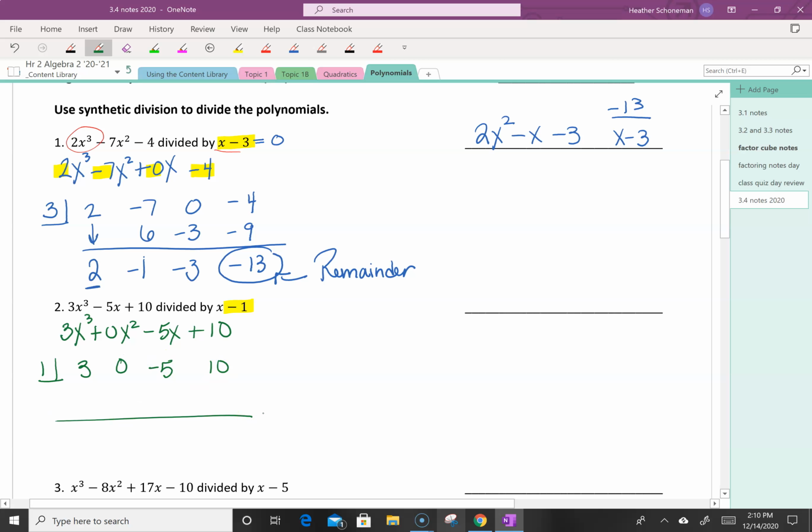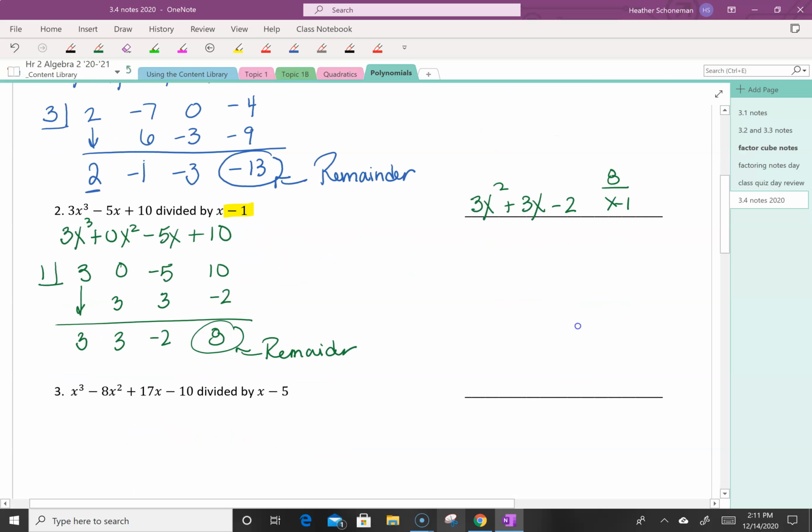and then 10. Once I've got it set up, you're going to bring the first number straight down and then multiply and add. 3 times 1 is 3. Add them together, get 3. 3 times 1 is 3. Add them together, get negative 2. Multiply, get negative 2. Add them together and get 8. So this is your remainder. So when I write my answer, because I started with x cubed, I've got to start down 1 degree. So this is going to be 3x squared plus 3x minus 2, and the remainder is 8 over x minus 1.